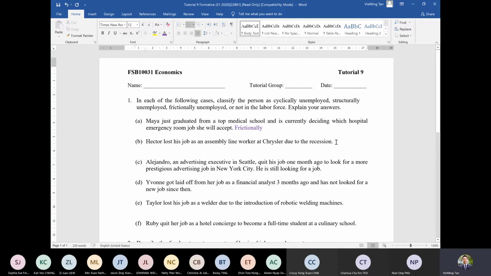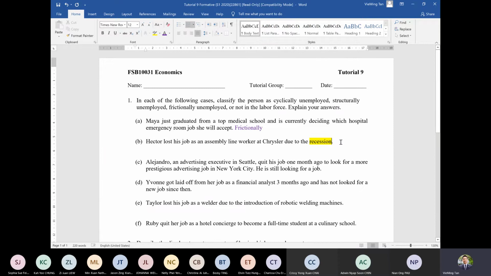Edwin? Hector lost his job as an assembly line worker at Chrysler due to the recession. Not in the labor force. No, the keyword is this one, recession. Recession is the keyword.